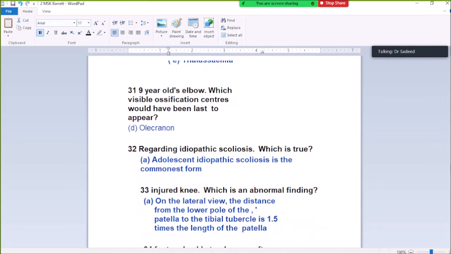Question number 31. A 9-year-old elbow. Which ossification center would have been last to appear? Olecranon. In a 9-year-old, use CRITOE. The ossification centers appear at ages 1, 3, 5, 7, and 9. So she is 9 years old, so 1, 3, 5, 7, and 9. CRITO, and the O is olecranon. So the last to appear is olecranon.